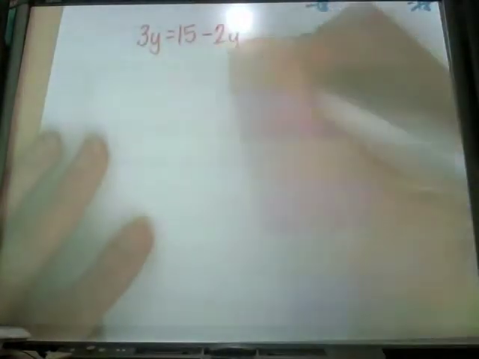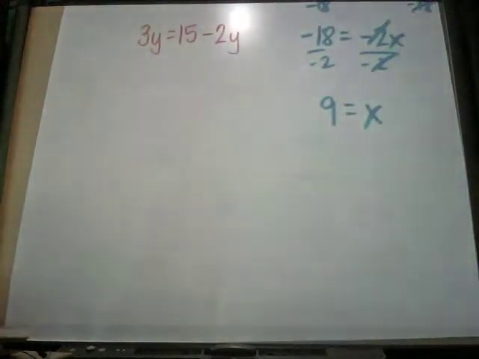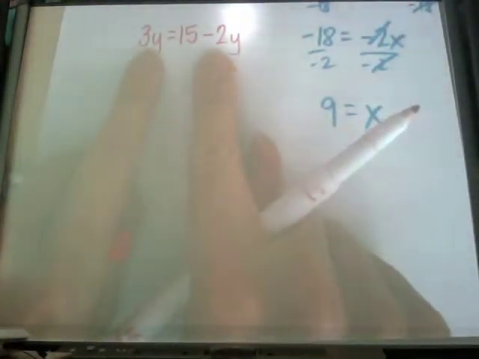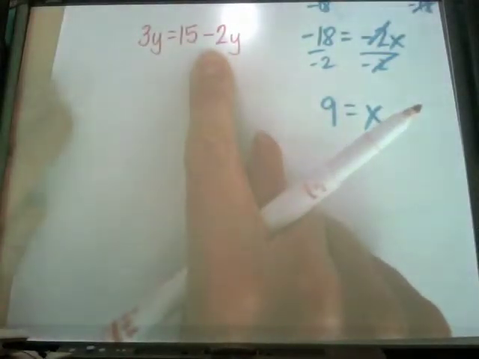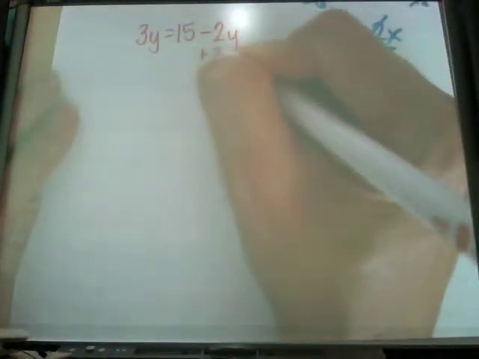Let's try 3y equals 15 minus 2y. Next step, I'm going to get the variables all together. Which one do you suggest I move? Rebecca. Okay, good. Not only is 2 smaller than 3, but we also have a positive and a negative, so we'll take the negative. Now this is minus, negative or minus 2y, the opposite, plus 2y.